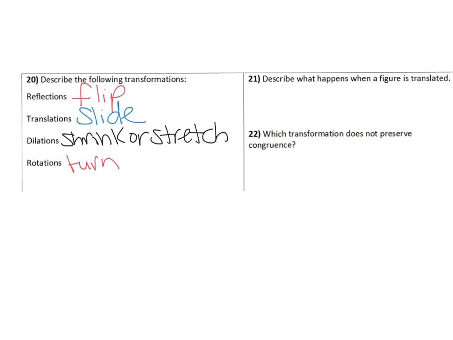Describe what happens when a figure is translated. That just means that it goes left or right, and it can also go up or down. So it's just sliding.